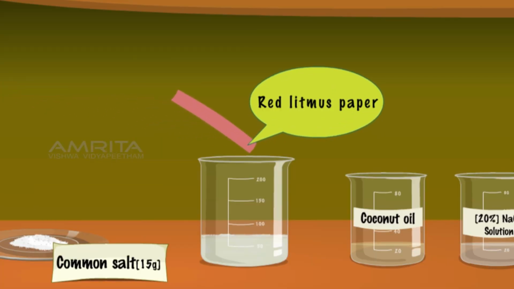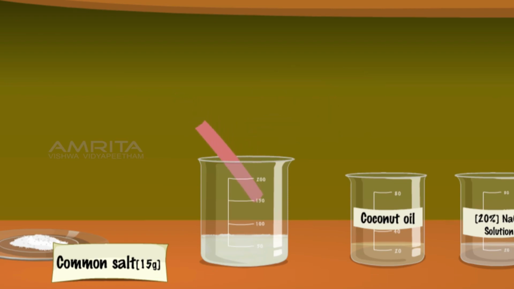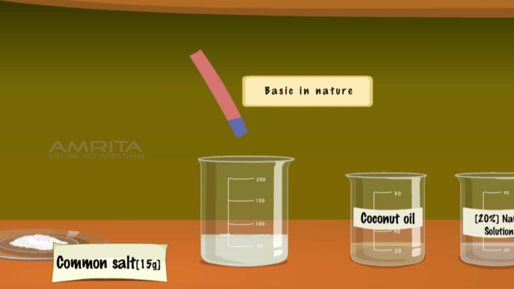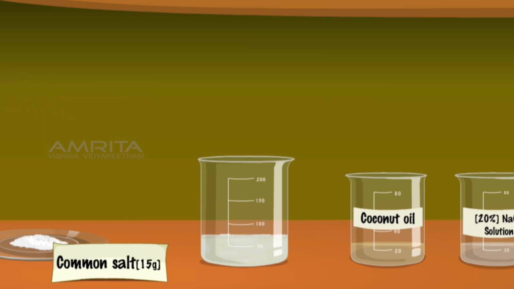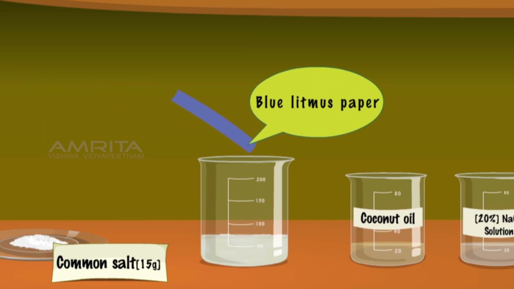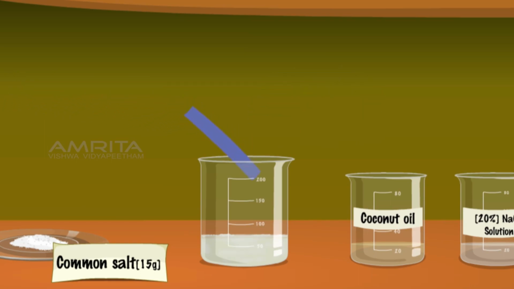Dip a red litmus paper and it will change to blue color. This shows that the soap solution is basic in nature. Dip the blue litmus paper. The blue color remains the same. This shows that the soap suspension is not acidic in nature.